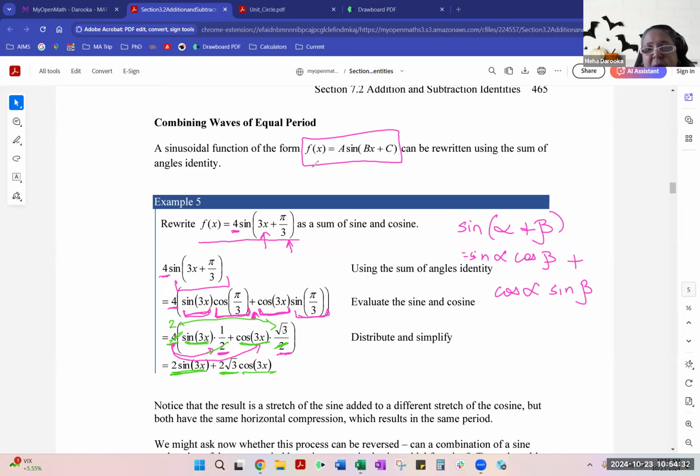So even if you have something like our sinusoidal function, we are able to use the sum or difference, depending on what it looks like. Mostly it's a plus sign here, but it can be a minus. But yeah, you can go ahead and use the sum of angles identity to try and simplify that down.